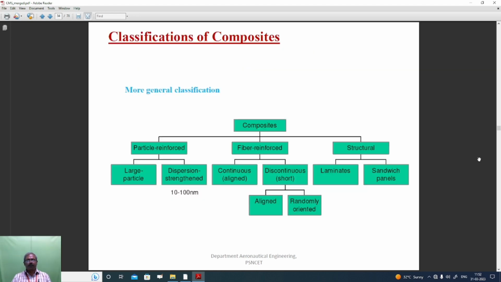Then we move to classification of composites. Broadly, the composites are classified into particle reinforced composites, fiber reinforced composites and structural composites. Further, the particle reinforced composites are classified into large particle and dispersion strengthened. Then fiber reinforced composites are further classified into continuous, that is aligned, and discontinuous. Further, the discontinuous can be classified into aligned and randomly oriented. Then structural can be classified into laminates and sandwich panels. We will see one by one.